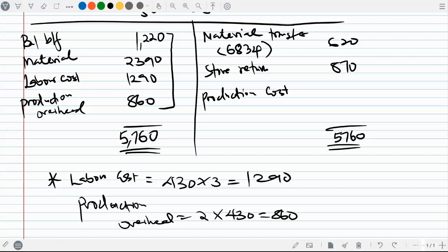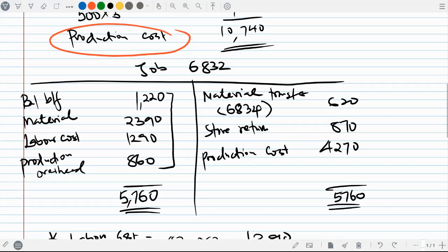Which of course is the balancing figure there. 42.70. We get 42.70. Therefore, production cost for the job 6832. Okay, that's for job 6832. We have other jobs. Okay, next we do job 6833.